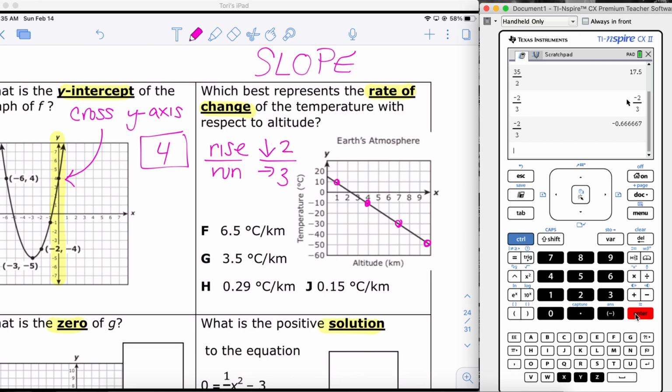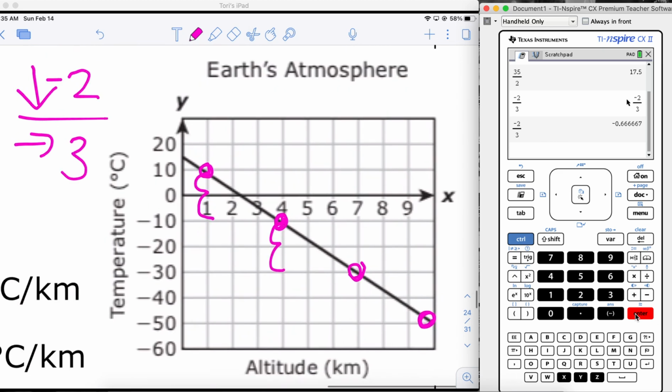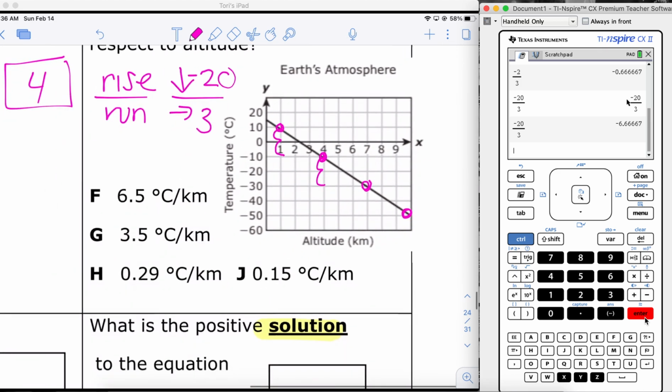even if I do a decimal, control enter. None of those match. I have to remember that it's looking at the units. So my units are actually going down 20 because I'm going down 10 and then 10 again. So down 20 over 3. Let's change that up. -20 divided by 3, enter. Control enter to get the decimal. And now when I look at this, I have a much closer answer. -6.66.